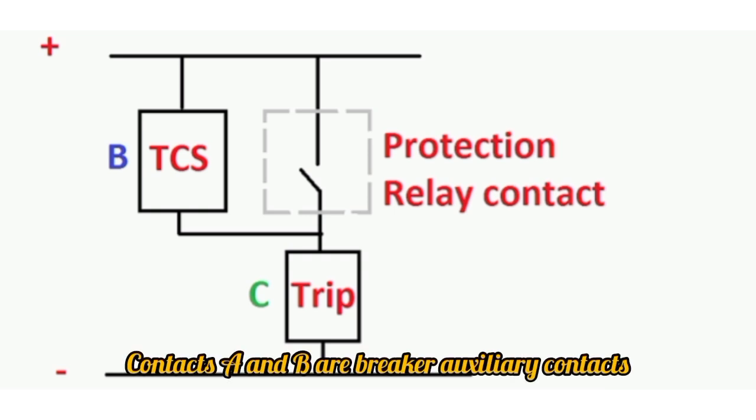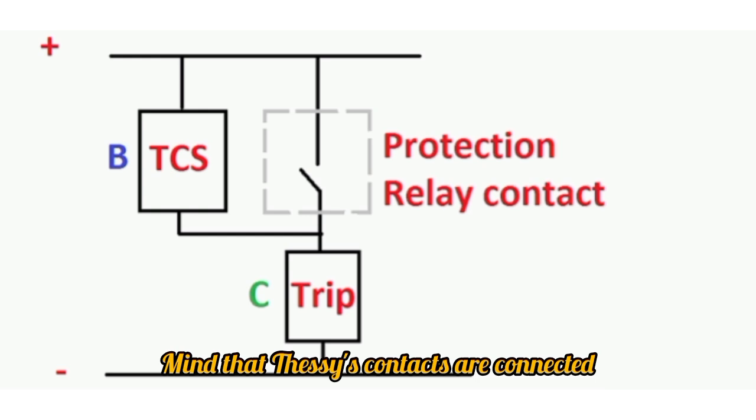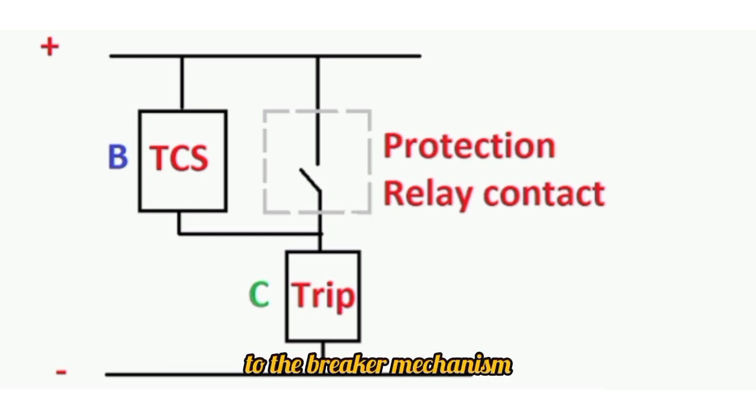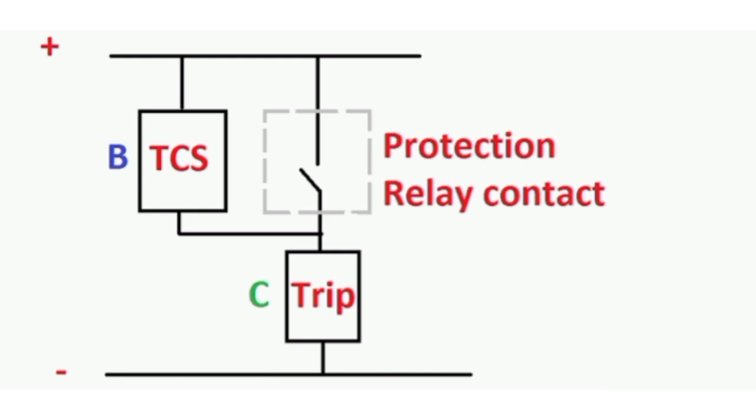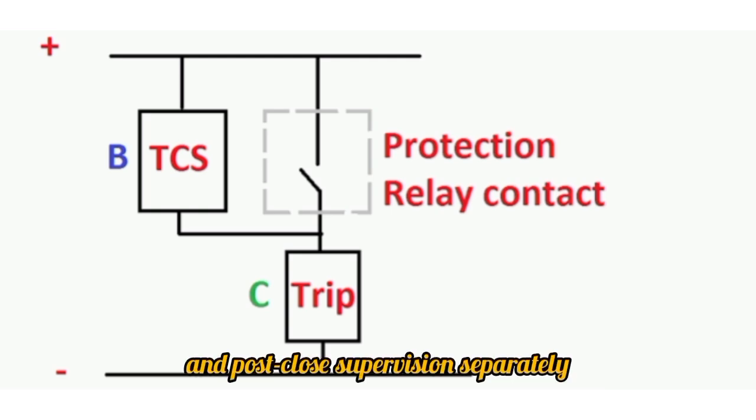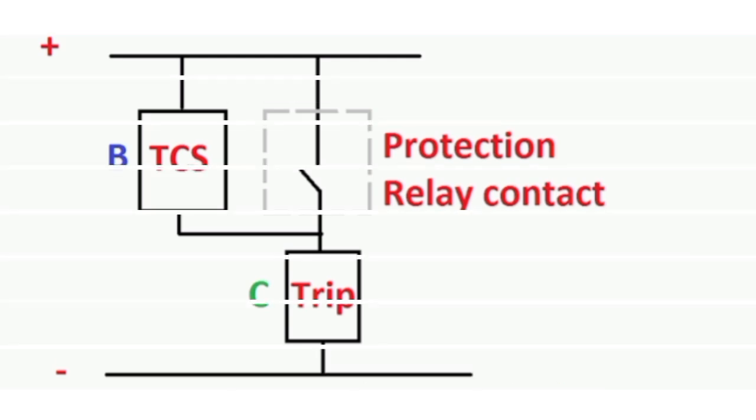Contacts A and B are breaker auxiliary contacts. Mind that these contacts are connected to the breaker mechanism and therefore their status depends on the breaker position. If the breaker is open, contact A will be open and contact B will be closed. Similarly, if the breaker is closed, contact B will be open and contact A will be closed. Now we will consider pre-close and post-close supervision separately.